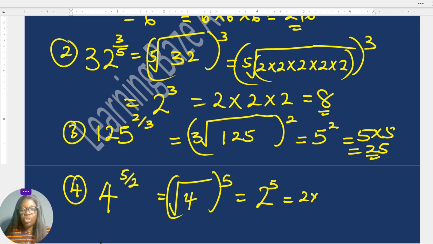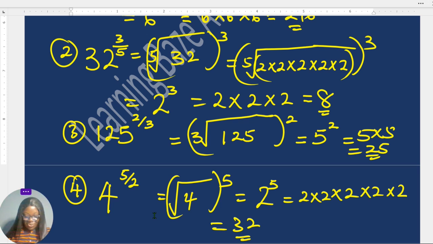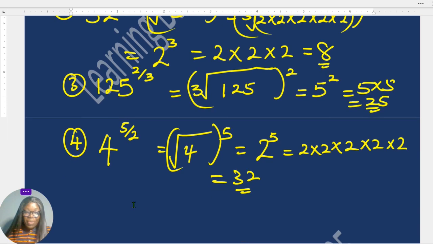So what is 2 raised to power 5? That's 2 times 2 times 2 times 2 times 2. That will give us 32. So 4 raised to power 5 over 2 is equal to 32. Okay, so we have one more example before you have a classwork for yourself.